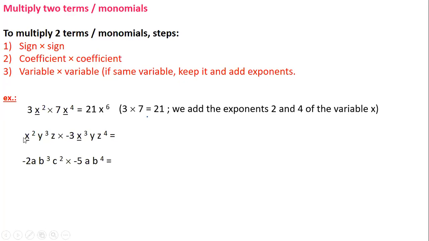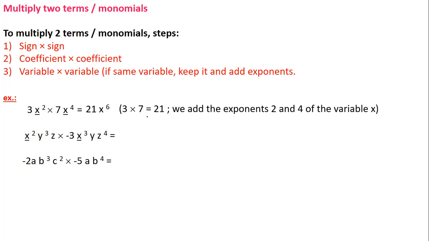Yes, miss. Positive times negative is? Negative. What is the coefficient of the first monomial, Adam, if it is not written? What will be the coefficient? 1. Bravo. 1 times 3 is? 3. Bravo. Now x squared times x cubed, what will be the variable? X to the power? 5. Bravo.